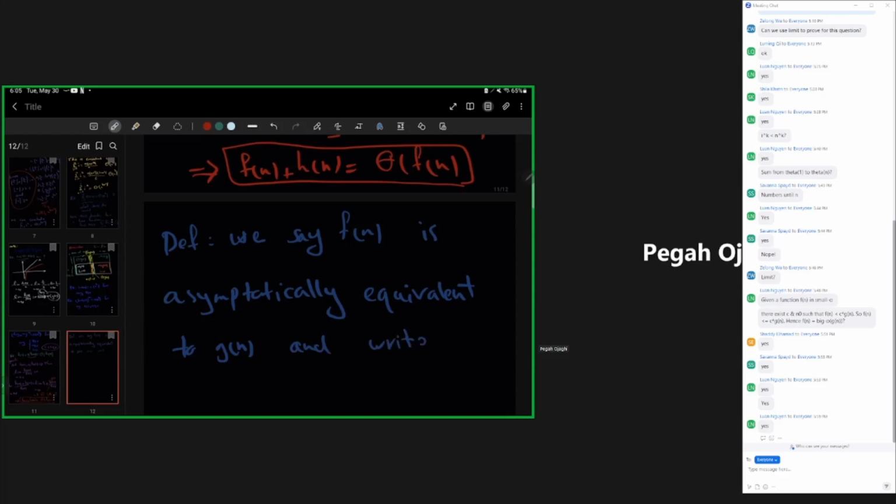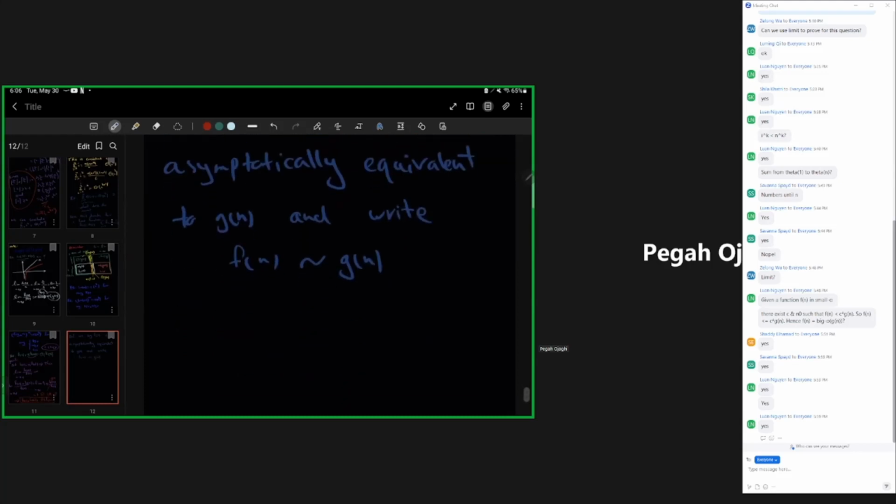And what do we write? We write f of n is equivalent to g of n if and only if this limit is equal to 1. Where we said that if this limit is between 0 and infinity, it means f of n is big theta of g of n. But we have another definition. If it's already equal to 1, we say this is asymptotically equivalent. So it's still part of big theta, but we say this part. Does it make sense?